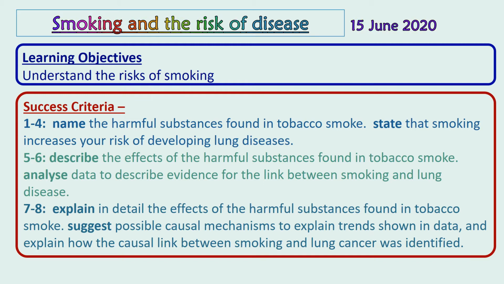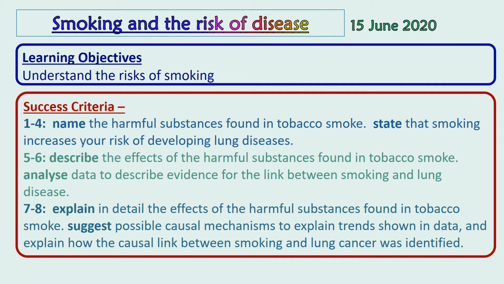First of all, we need to be able to name the harmful substances found in tobacco smoke, and there are 3 that you need to know about. We need to be able to say how smoking increases the risk of developing lung diseases. For 5 to 6, we need to describe the effects of what is in tobacco smoke and look at the link between smoking and lung disease.